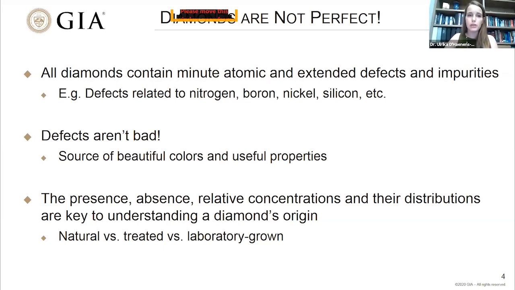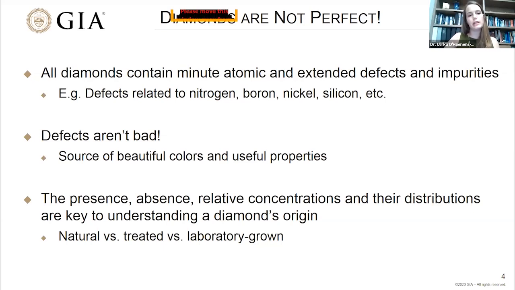These defects, these impurities, can actually be the source of some fascinating and beautiful colors in diamonds. So for instance, you have boron that creates blue color in diamond, such as in the famous Hope diamond. Also, it can result in useful properties for uses outside of the gemological community. For instance, the same example, boron leads to electrical conductivity in diamond and means that it can be used for certain types of electronic applications.